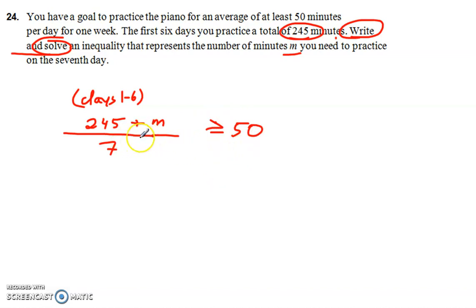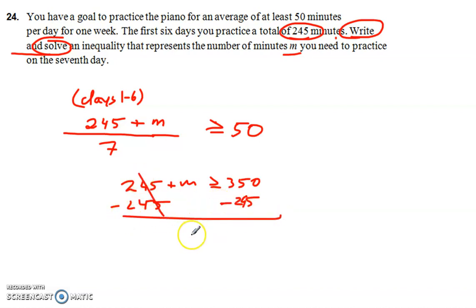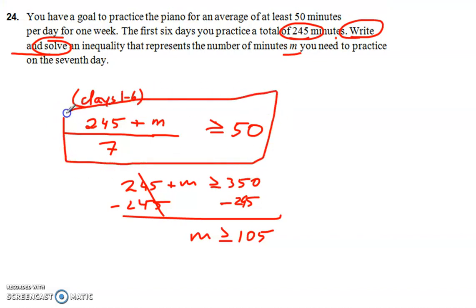Alright, and then to solve this, multiply by 7, times 7 on each side gives me 245 plus m is greater than or equal to 350. Subtract 245 from each side. 245, there we go. Minus, and then m is greater than or equal to 105. Again, remember, when it asks you to write and solve, make sure that you have written an expression like this and given your answer when you've solved it.